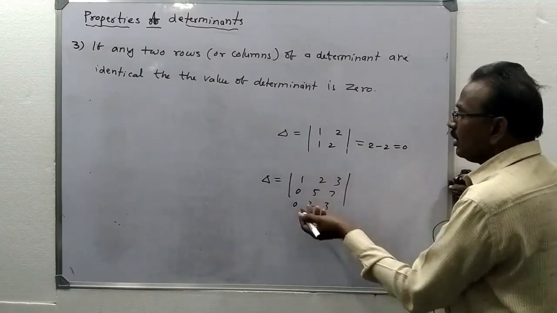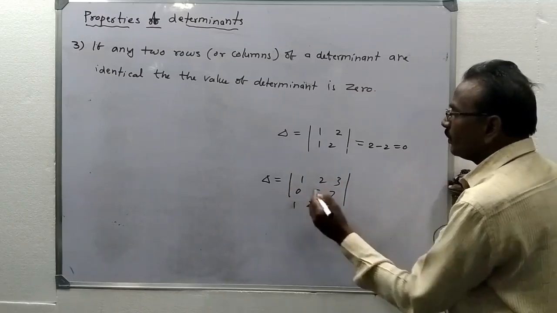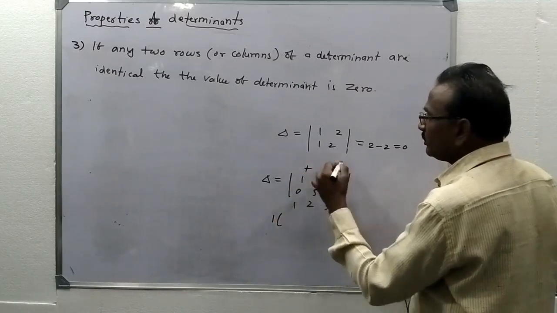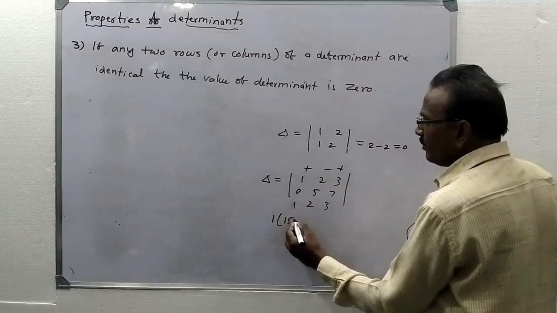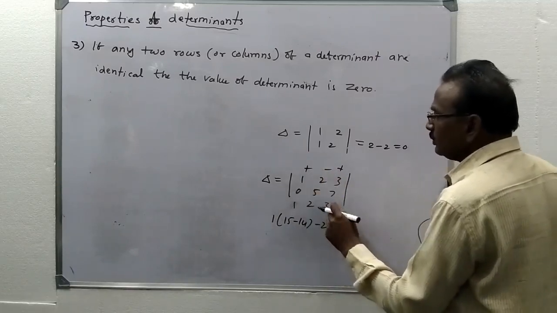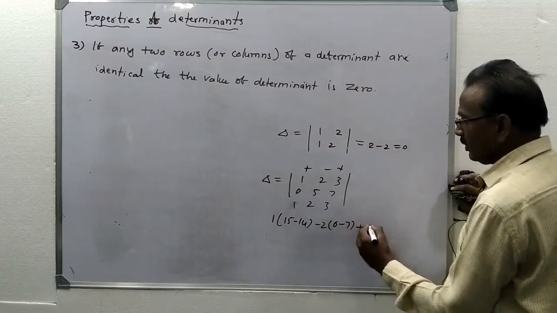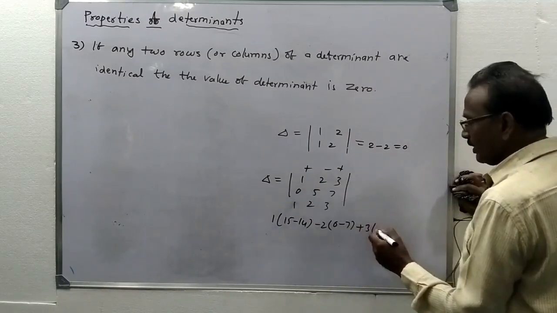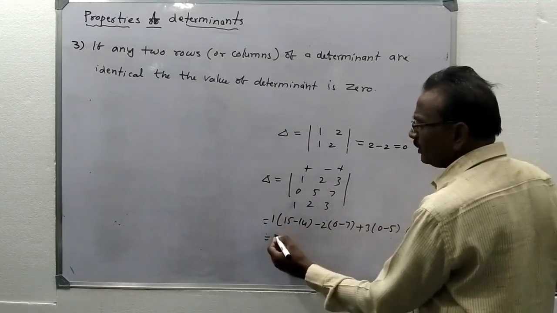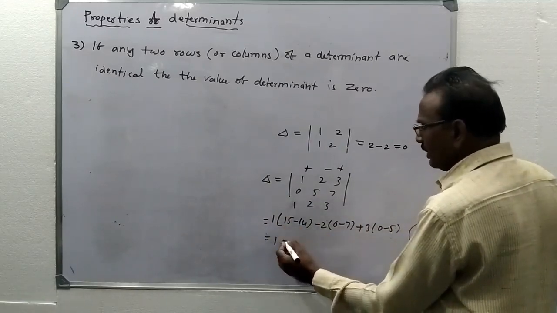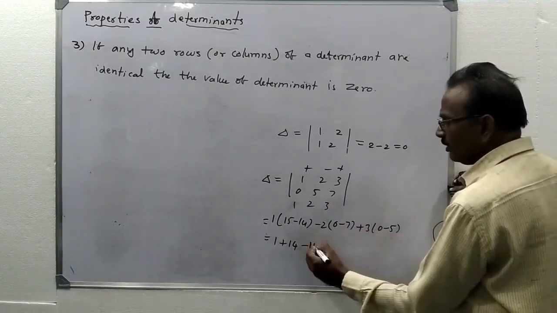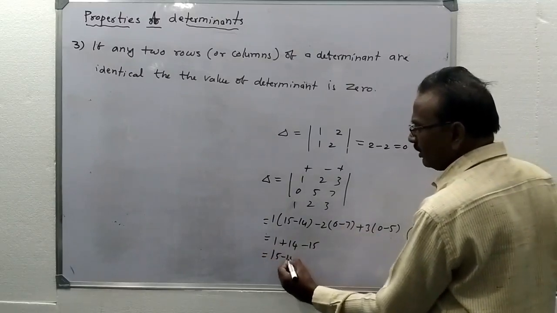Expand along R1, plus minus plus: 1 into delete first row and first column, 5 3s are 15 minus 14, minus 2 into delete first row and second column, 0 minus 7, plus 3 into delete first row and third column, 0 minus 5. The value is 1 into 15 minus 14, 1 into 1 is 1, minus into minus plus 2 7s are 14, plus 3 into minus 5 is minus 15.